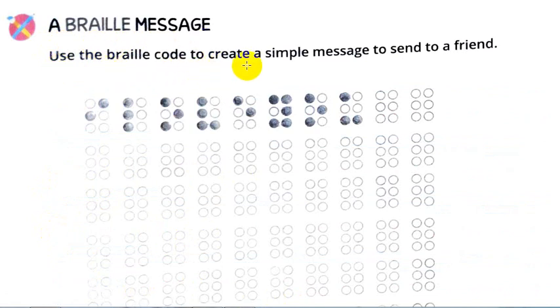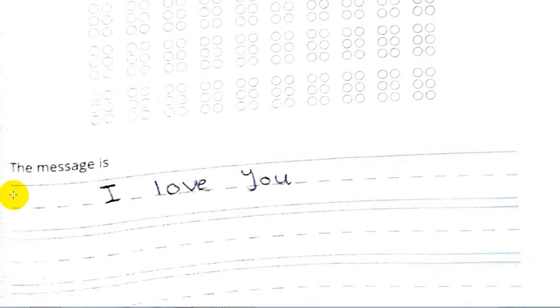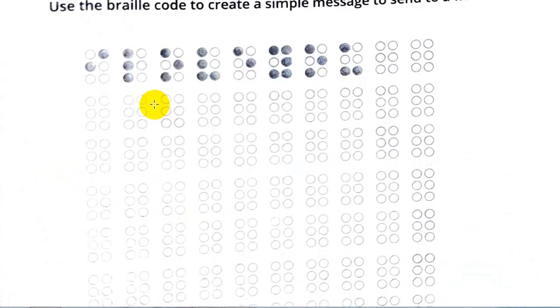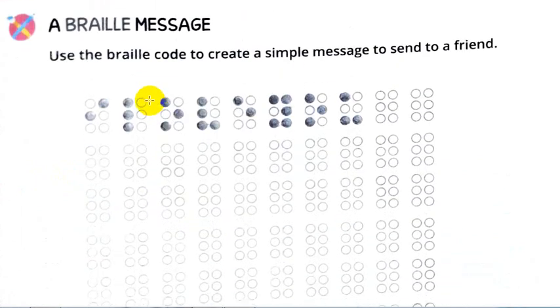Use the Braille code to create a simple message to send to a friend. Okay. The message is, here I write I love you. You can write any message to your friend. Okay. You can look at the Braille code and create your message. Here I write I love you in Braille code. I love you. Okay.